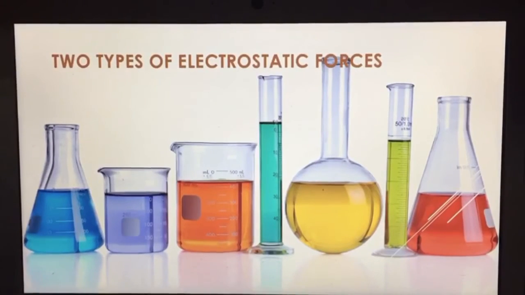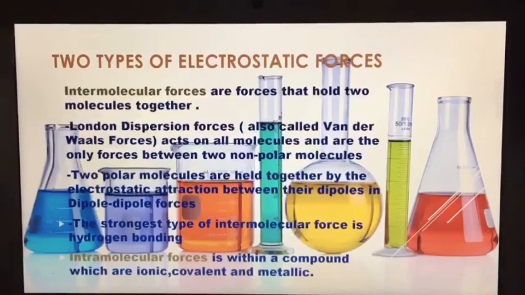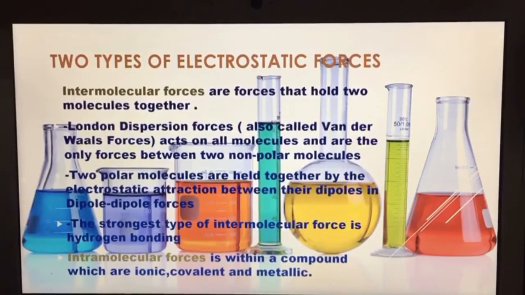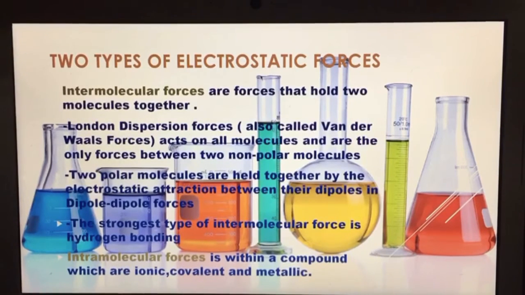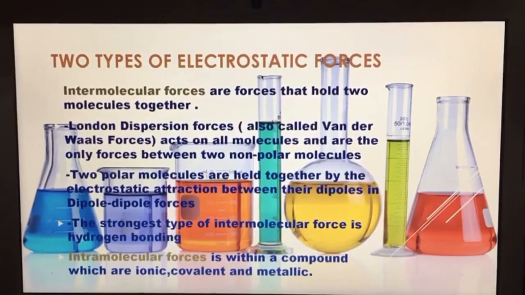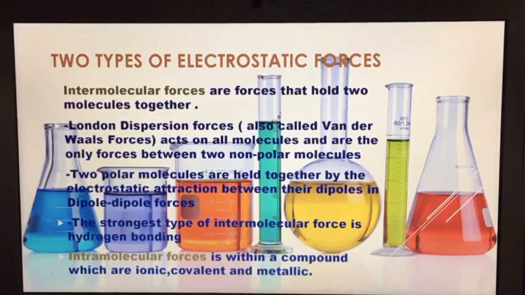Two types of electrostatic force. First, intermolecular forces are forces that hold two molecules together. London dispersion force, also called van der Waals force, acts on all molecules and is the only force between two non-polar molecules. Two polar molecules are held together by the electrostatic attraction between their dipoles in dipole-dipole force. The strongest type of intermolecular force is hydrogen bonding. Intramolecular force is within a compound, which are ionic, covalent and metallic.